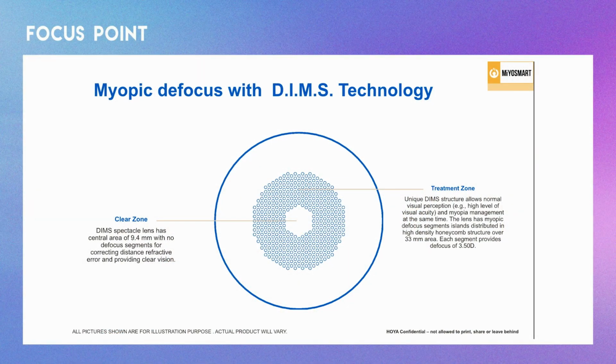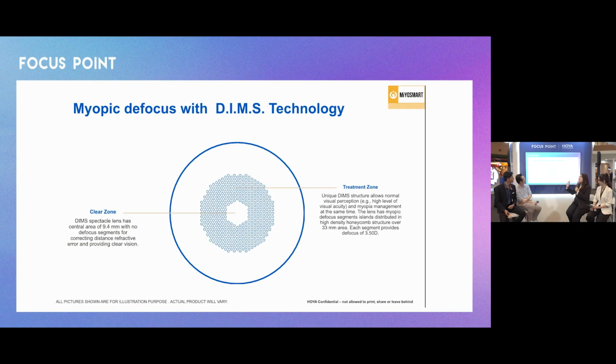And in HOYA, we actually have a product. We call it MioSmart, which is our main product to slow down how our power progresses that soon. And over here, you can see a circle. We have a lot of small circles, we call them lenslets, in the middle of the lens. And in between everything, we have one hexagon shape which we label as the clear zone.